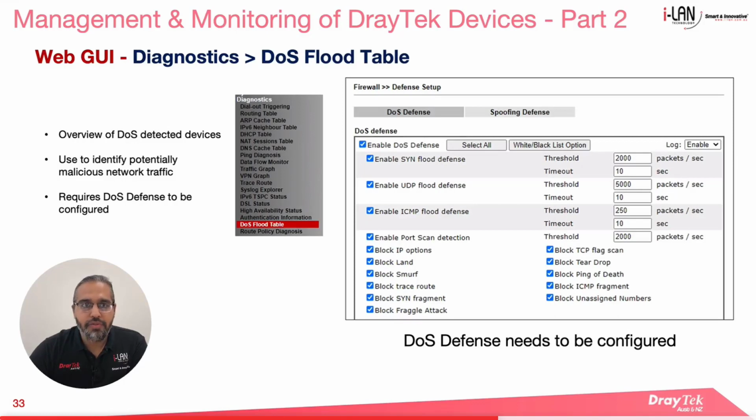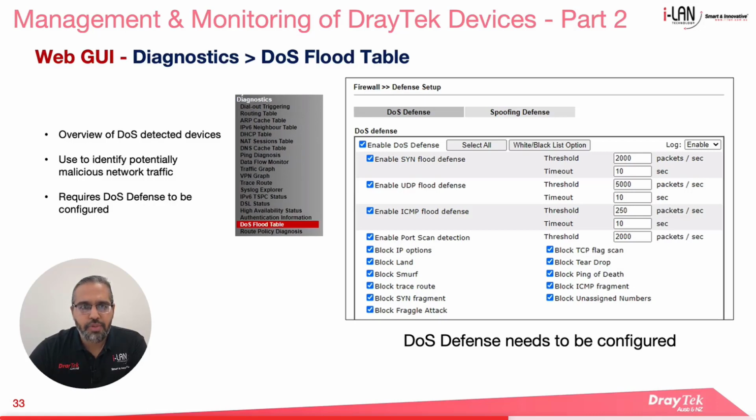The DOS flood table is a handy feature to readily identify potentially malicious network traffic. For this to work, it needs to have the firewall feature defense setup to be configured and thresholds to be set. Once it is set up, then any DOS attacks detected will be reported in the DOS flood table.